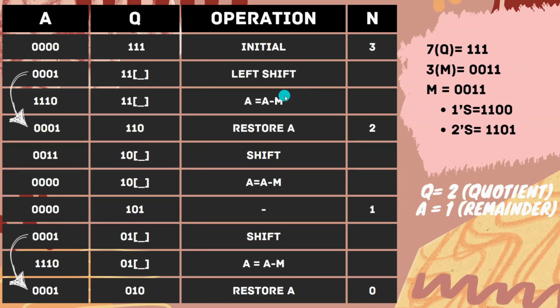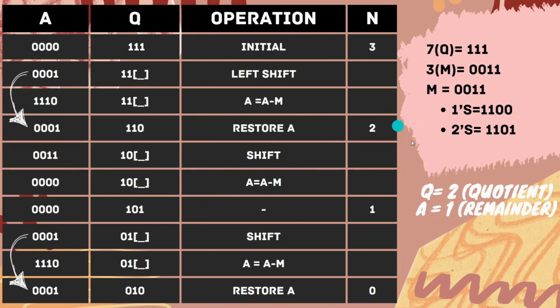So in the next step, what we do is A is equal to A minus M. This I have previously told you how to do it. A plus 2's complement of M, which is 1101. This is the same calculation which we have done previously. 0001 plus 1101. The result is 1110. So as the most significant bit of A is 1, then what we do is set the value of Q0 to 0 and then restore A. So A is restored. And in the next step, the value of N is decremented, so N becomes 2.